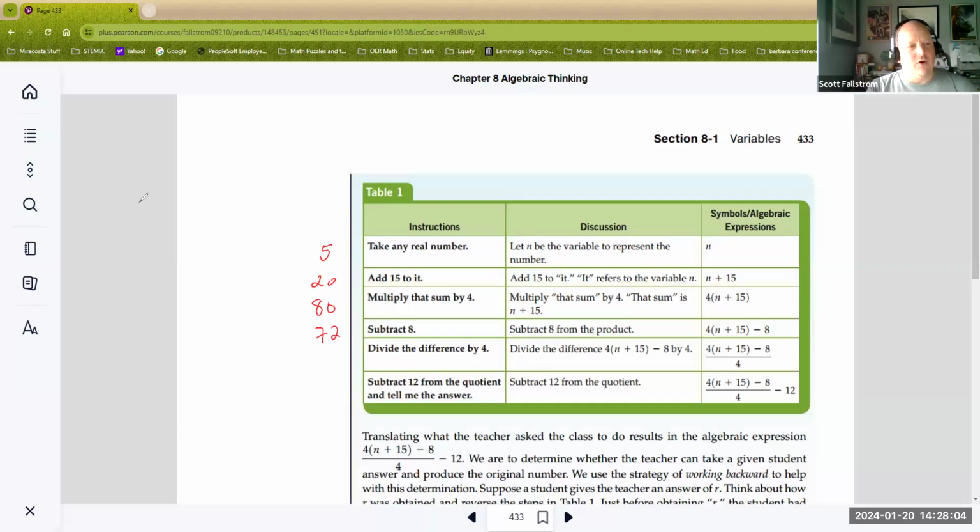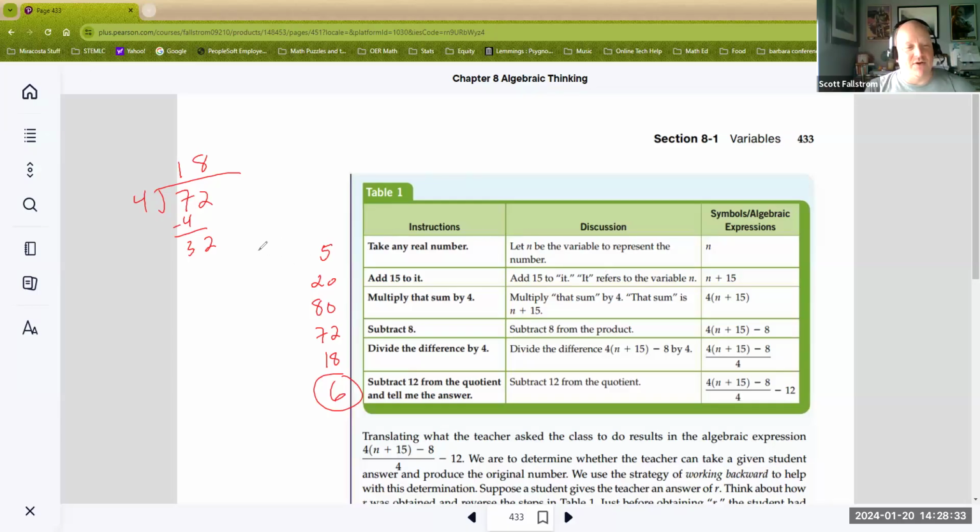Divide the difference by 4. So 4 goes into 72 eighteen times. Got it. Then subtract 12 from the quotient. Okay, so 6. Tell me the answer. I would tell the teacher 6, and the teacher would be able to tell me my number in a heartbeat. Like, wow, that's so cool. All right, I know. That's kind of fun.